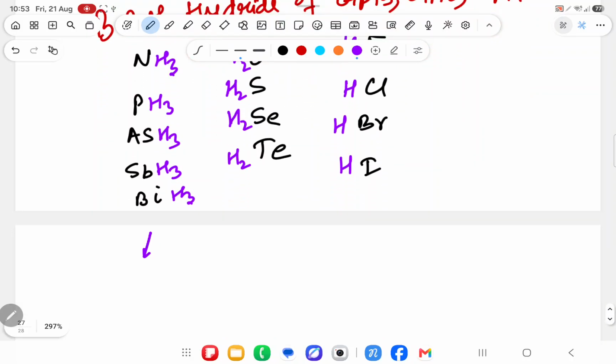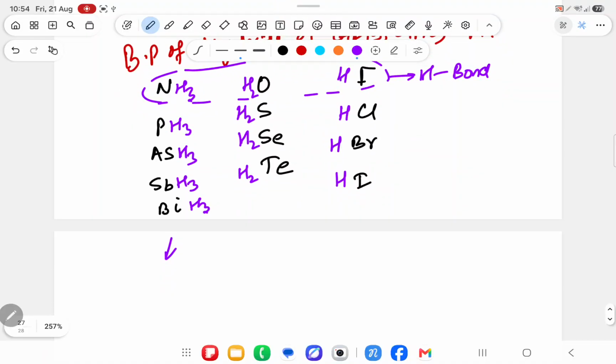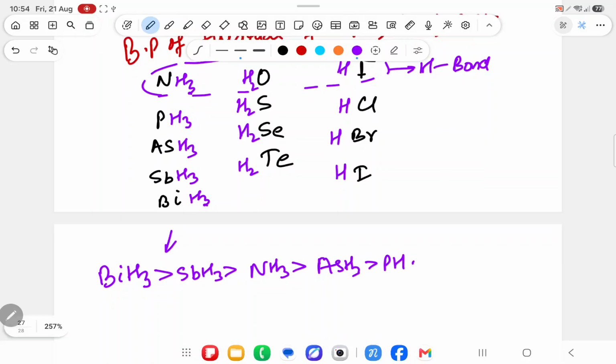Now, for group 15, over here, these three are forming hydrogen bonds, and the hydrogen bond topic I have also uploaded. Confusion? Over here you will write that BiH3 will be more, then SbH3. In the middle, NH3 will come. Then AsH3, then PH3.